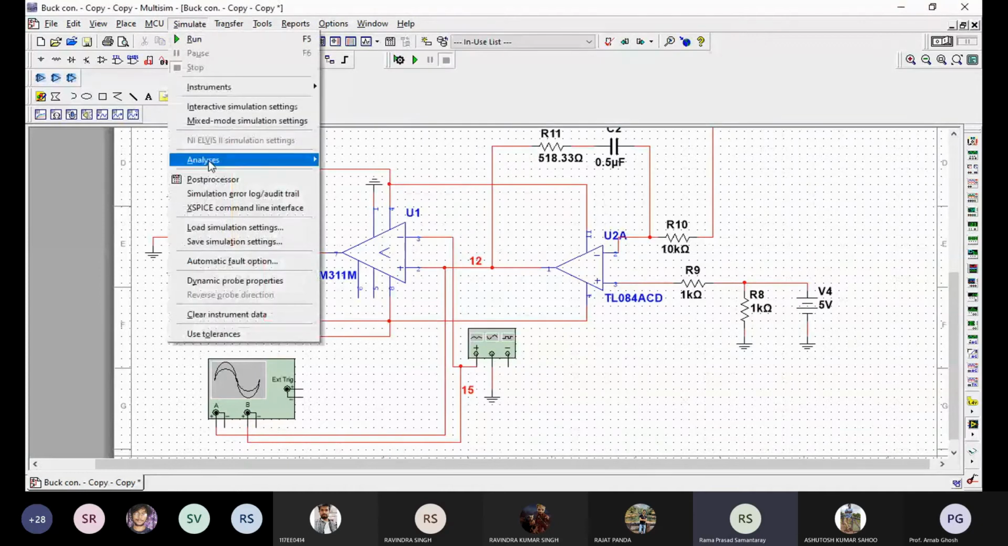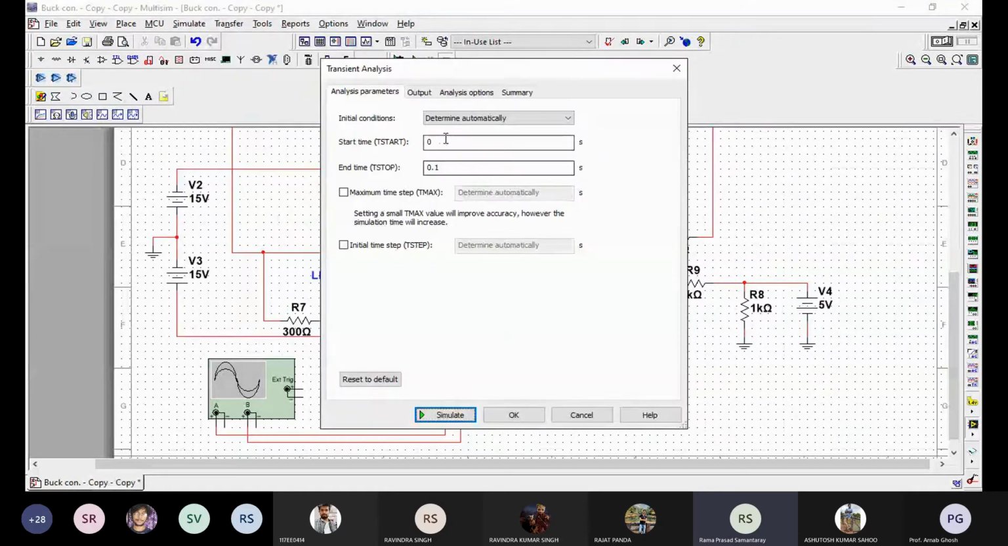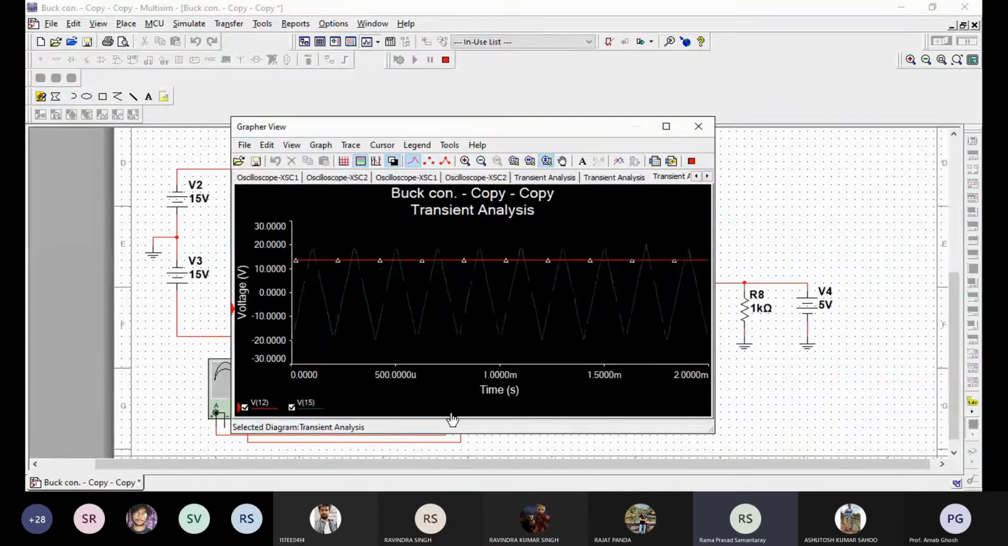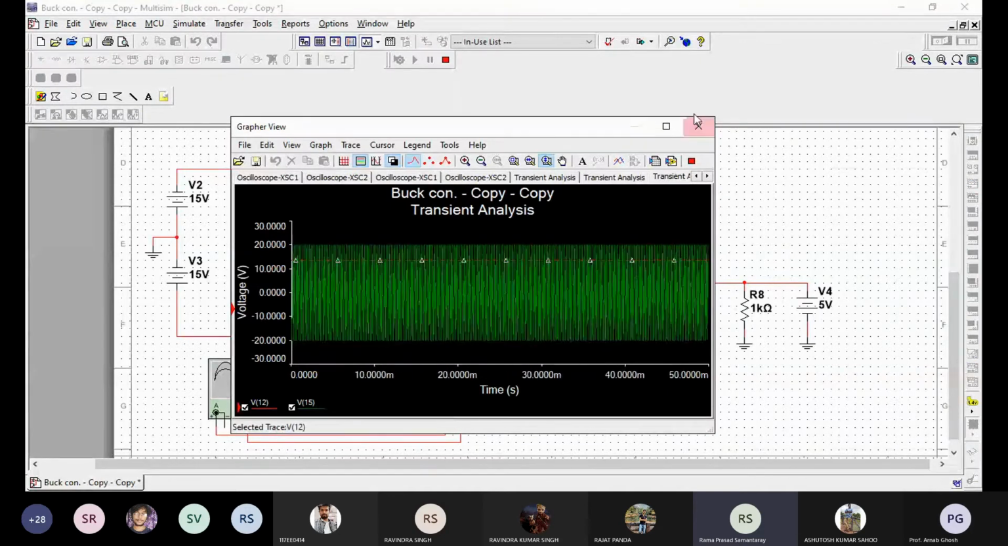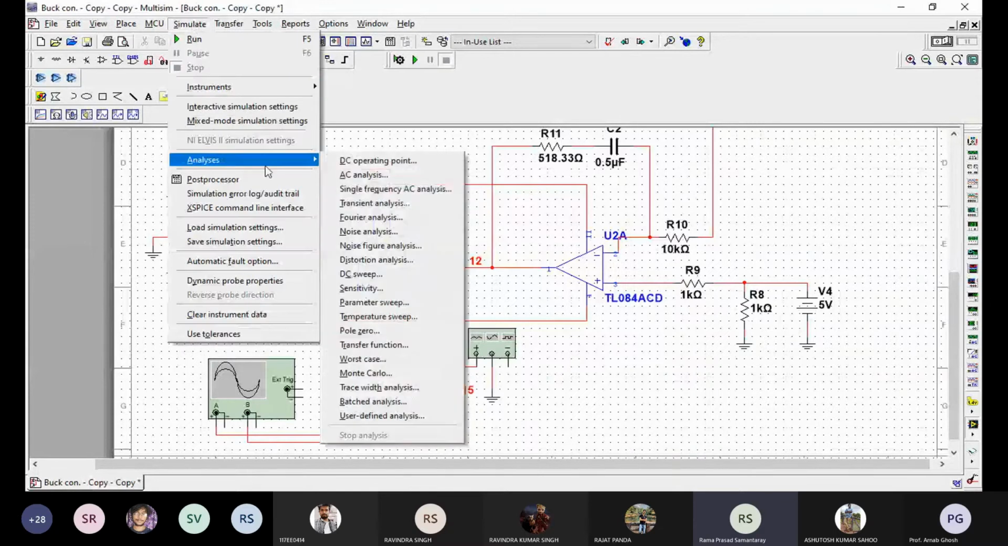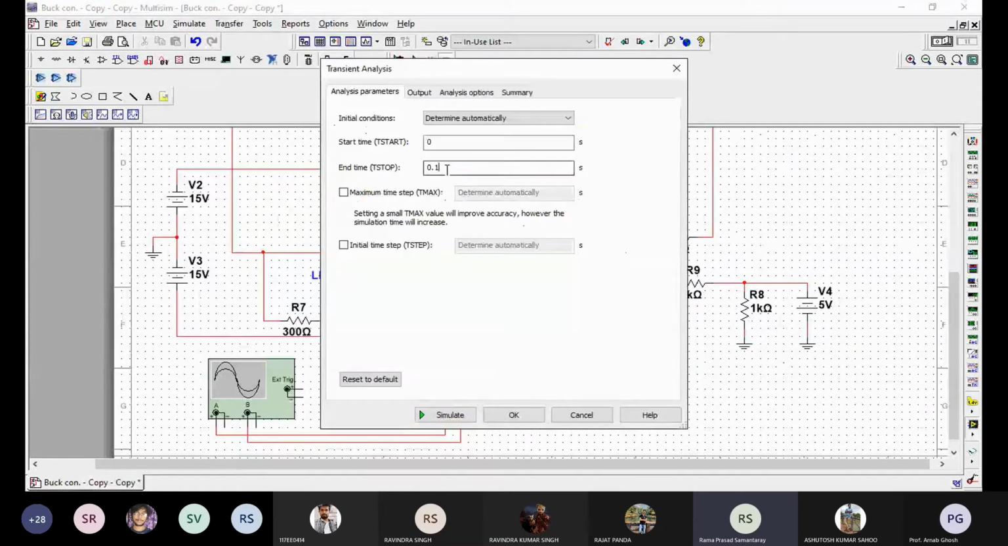So simulate, analysis, transient analysis, output V12 and V15. V12, this one, and V15. So time is more, I have to take less time. Simulate, analysis, transient analysis. This time you can take 0.01.